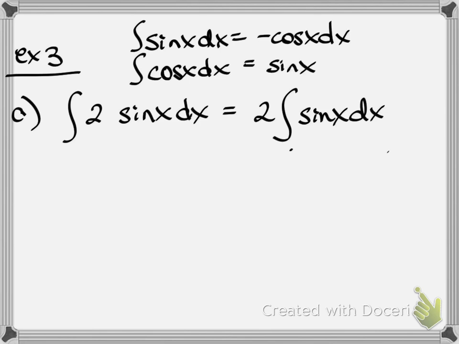And that makes perfect sense if you think about taking the derivative of the second side. What's the derivative of negative cosine? It'd be the negative of negative cosine, so it would be back to that.